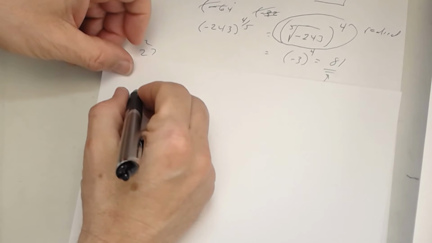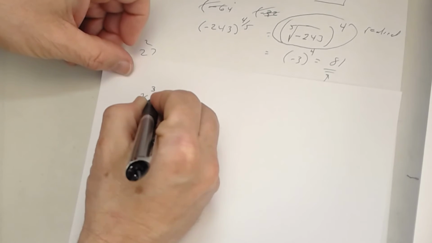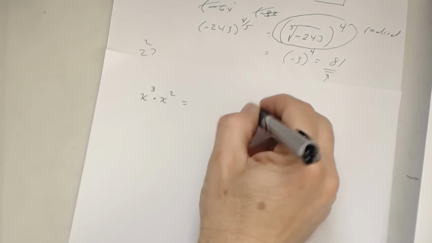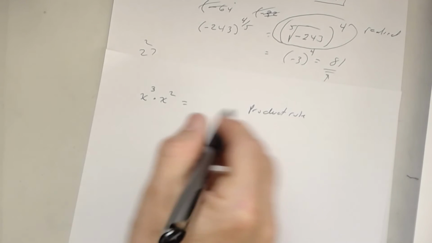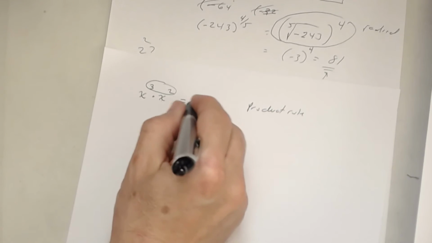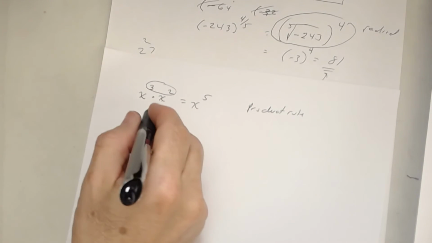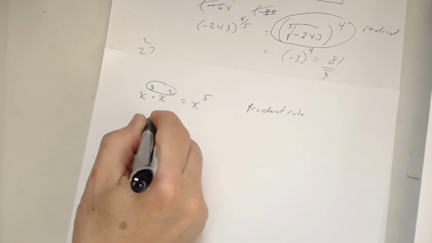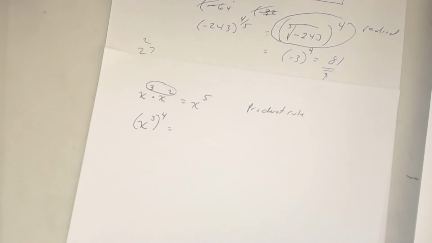Based on last semester, what is x cubed times x to the 2nd power? What do you think that is? X to the 5th. Remember the product rule. When you multiply like bases, what do you do to those exponents? You add them up. So it'll be x to the 5th. What if you had x cubed raised to the 4th? So it'll be x to the 12th. That's called the power rule.